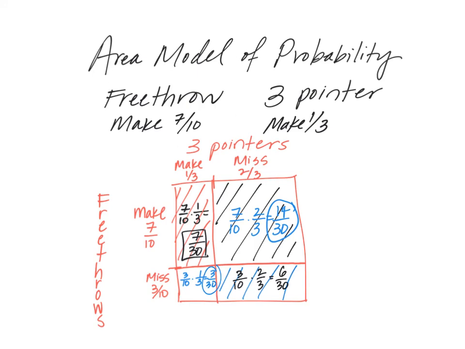6/30. Now, notice that many of these are simplifiable, but it's always good to check first that all of your numerators indeed add up to 30. So if we do 7 plus 14, that's 21, plus 3 is 24, plus 6 is 30. So we do indeed get 30 out of 30.